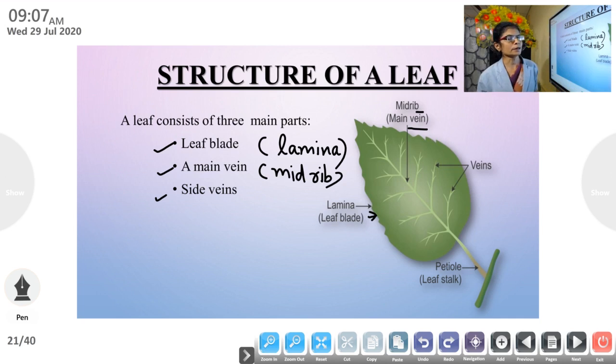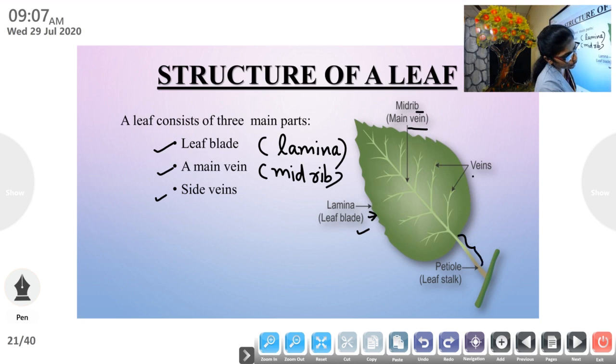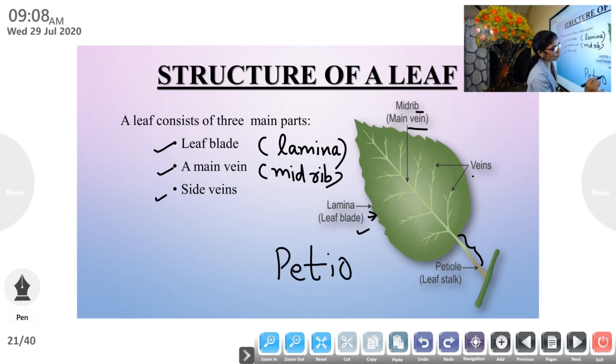Then we can see small veins. They are called side veins. This is the broad part, the lamina. You can see at the center, that is main vein or midrib, and we can see the side veins are also there. Then this part is known as petiole or leaf stalk.